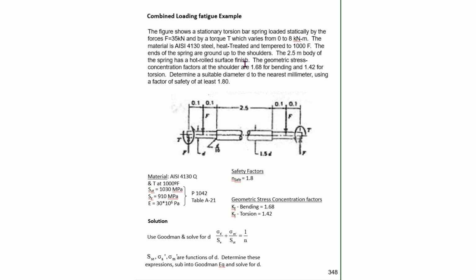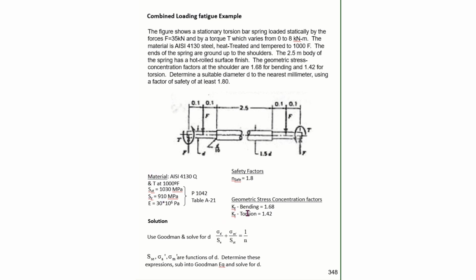Then it gives us the geometric stress concentration factors, and these are big KTs. So we have a big KT for bending of 1.68 and for torsion of 1.42. Then it says use a safety factor of at least 1.8. So this is the safety factor 1.8. It's not a stress concentration factor.